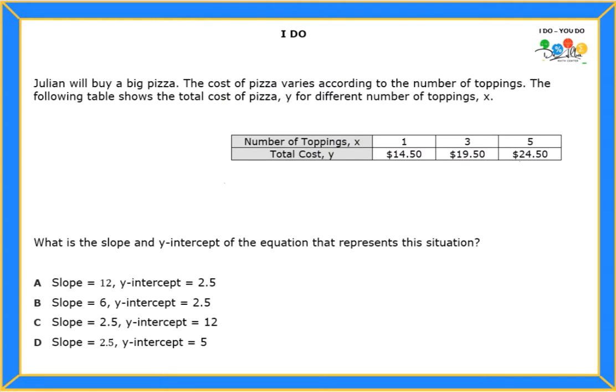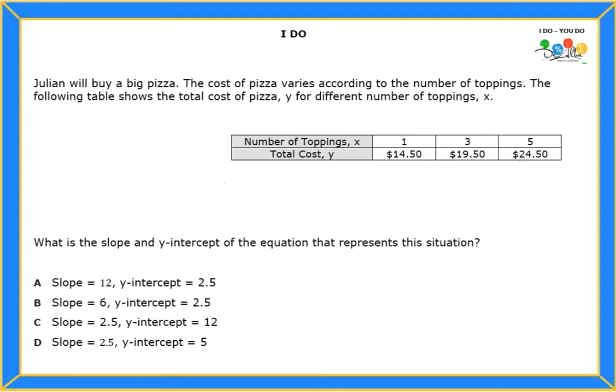And it says, Julian will buy a big pizza. The cost of pizza varies according to the number of toppings. The following table shows the total cost of pizza, Y, for different number of toppings, X. What is the slope and Y-intercept of the equation that represents this situation?